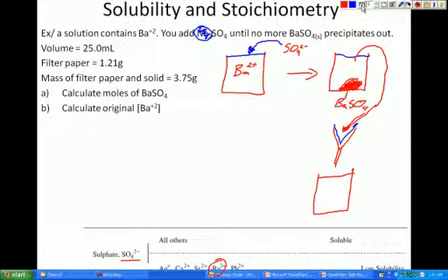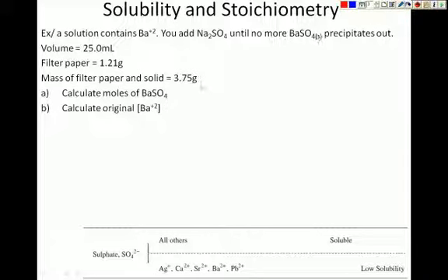So let's clear our board. Okay, so here we go. Now that we know what's happening, we're going to calculate the amount of moles of barium sulfate. So the solid plus the paper is 3.75 grams. Now we only want to know the mass of the solid. So the mass of just the solid is going to be 3.75 grams minus the paper, which is 1.21 grams, and so we have grams of just barium sulfate right here.